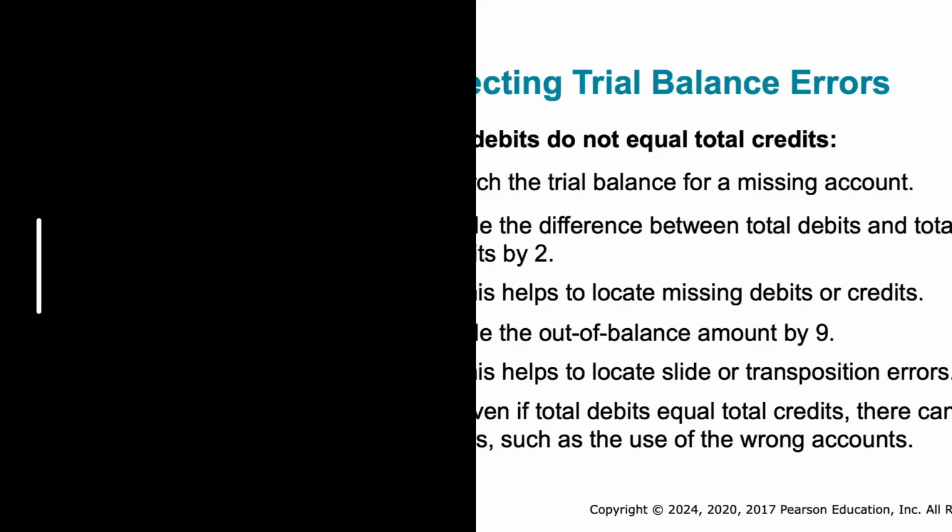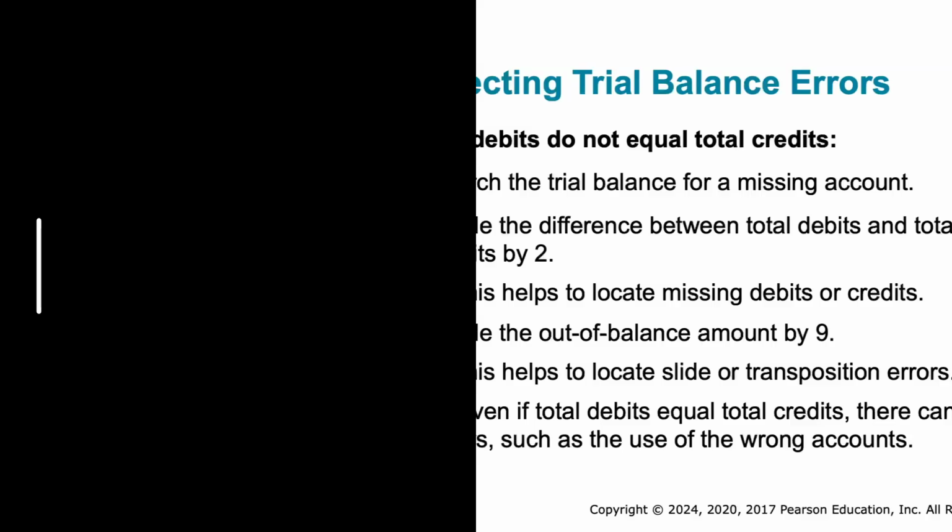Now, correcting trial balance errors. You will have some errors, especially if you're doing it the first time. Rarely do people get everything perfect the first time. It's okay, you're going to have errors. It's just about making sure that you correct those errors and find what was inputted incorrectly. If total debits do not equal total credits, search the trial balance for a missing account. You might not have put an account on the trial balance, right? That's one of the things.